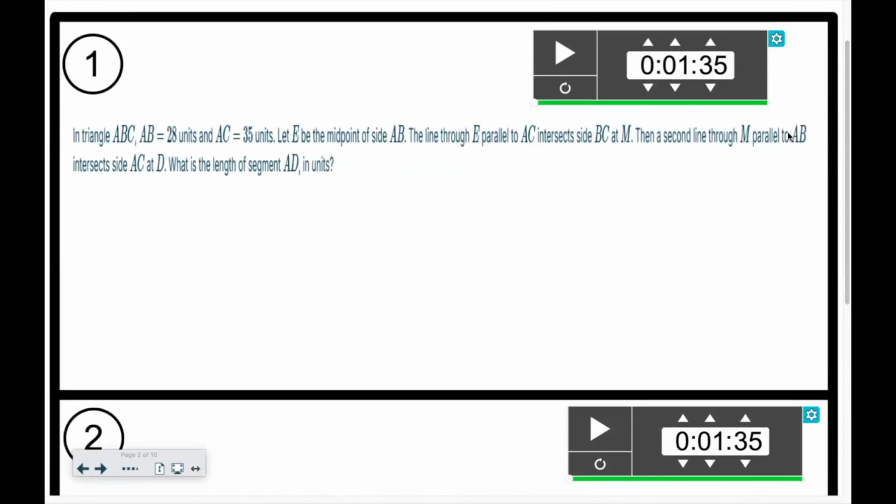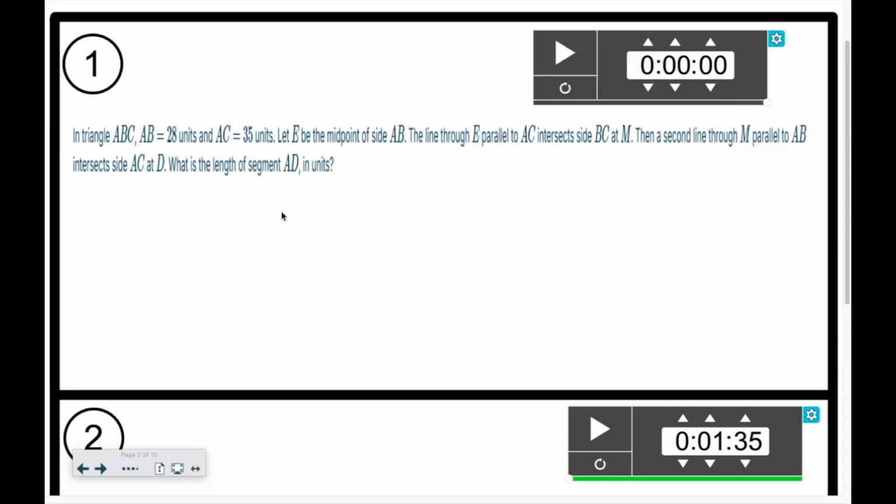Typically, what we do is I'll give you a little bit of time to try to solve it, and then we'll go over it and see if anybody has any questions. So take a look at this geometry problem. I'll give you a little over a minute to try to solve it on your own.